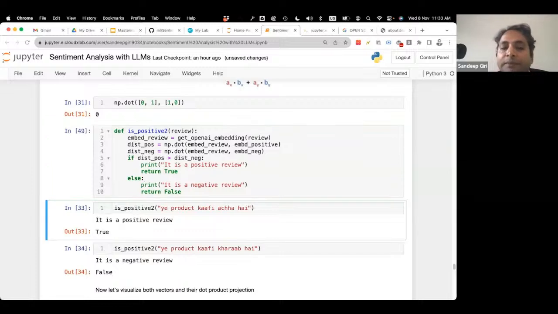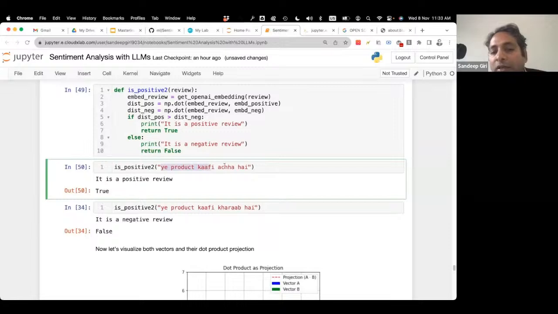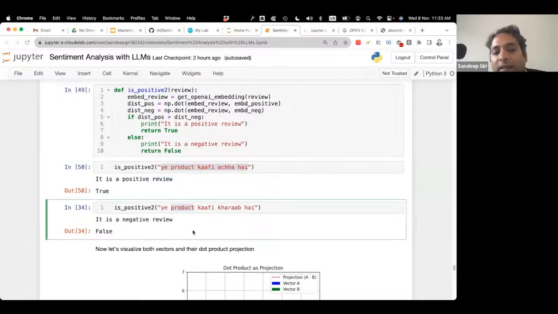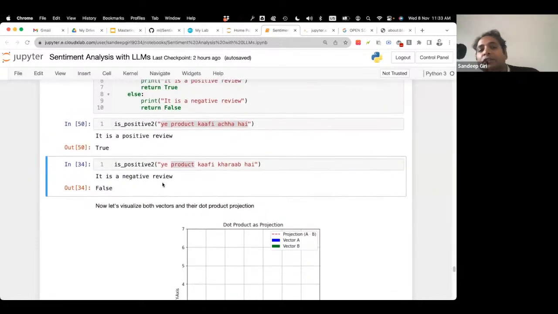So you can see here, this is a Hindi version of 'this product is good', okay? And it has figured out that it's a positive review. And this again is a Hindi version of 'this product is bad', and it turns out that it's a negative review. Okay.